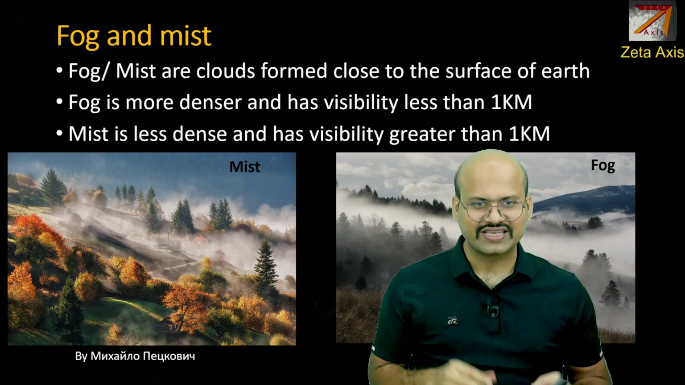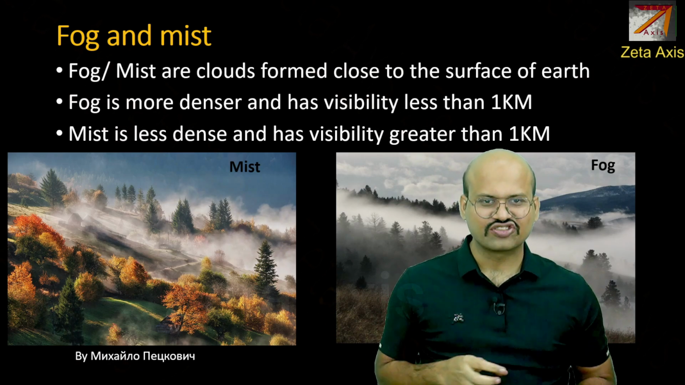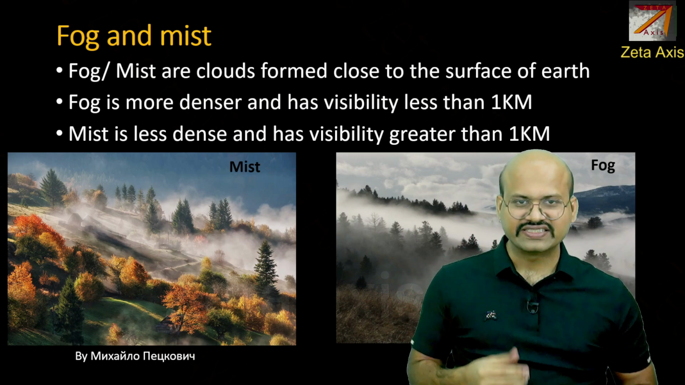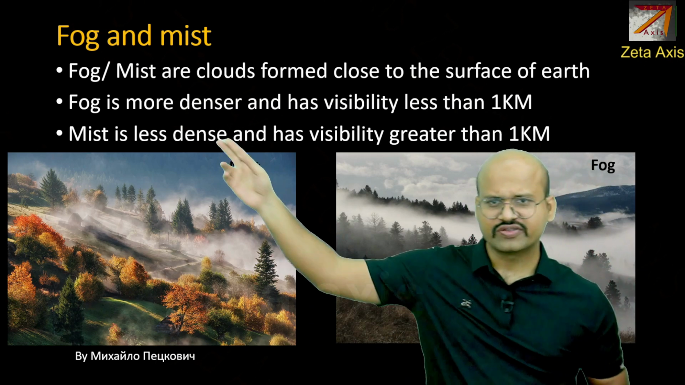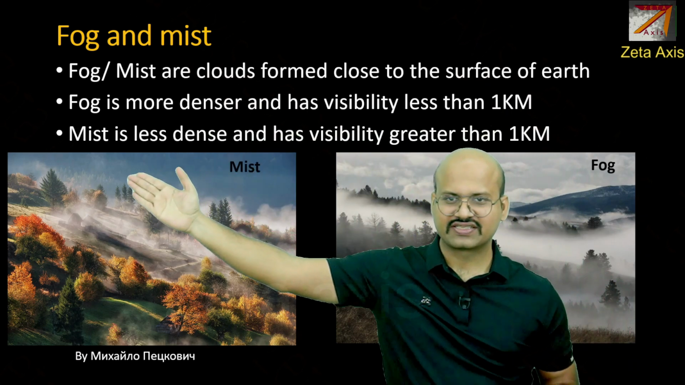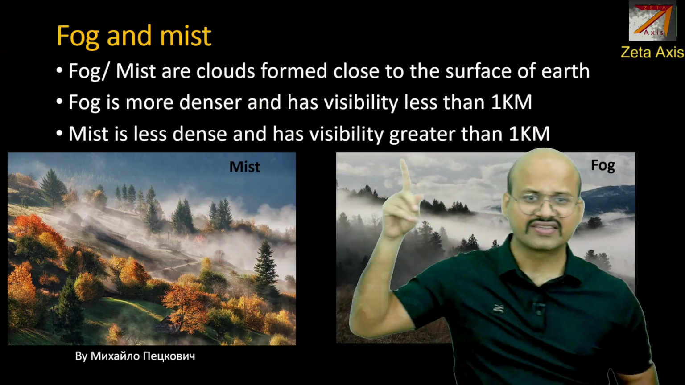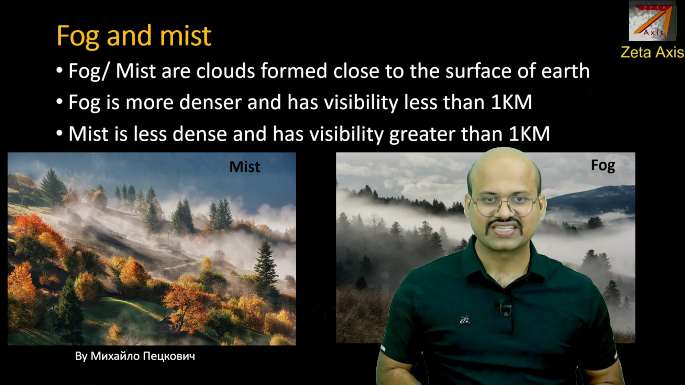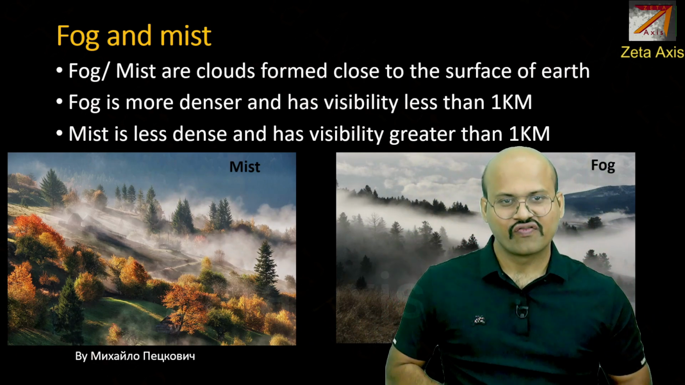Now we have heard about fog and mist. Both are basically the same thing. Both are condensation of moisture near the surface of the earth. The only difference is in the density. Fog is denser and has a visibility of less than 1 kilometer, while mist is less dense and has a higher visibility, higher than 1 kilometer. That is, you can see for a distance greater than 1 kilometer when there is mist.